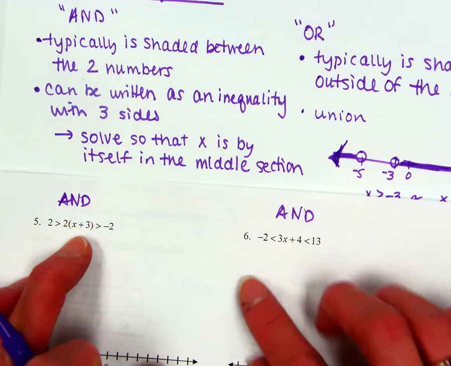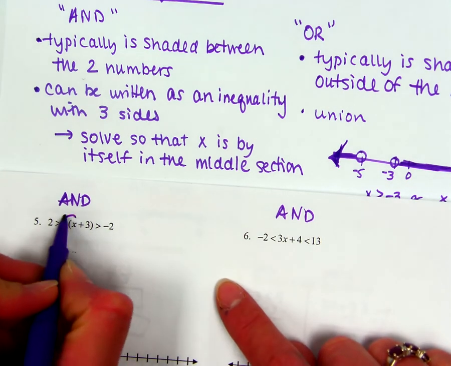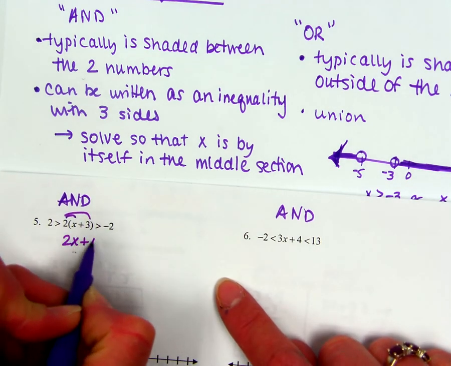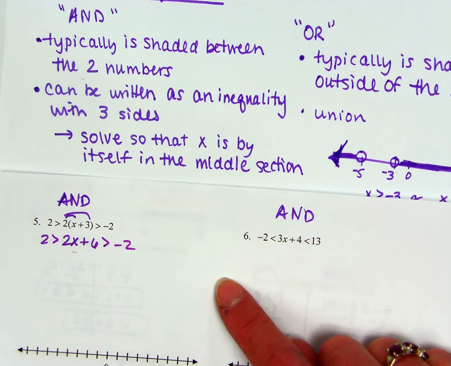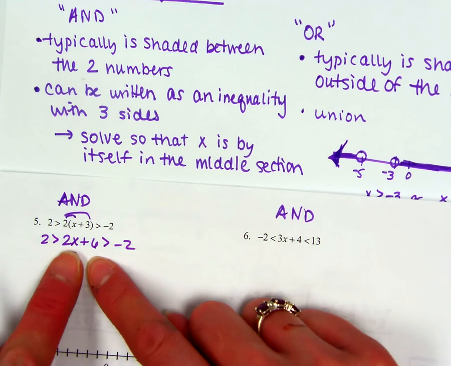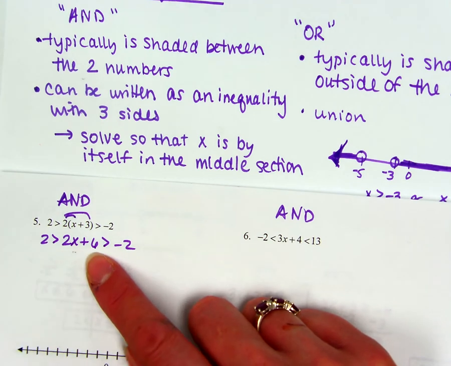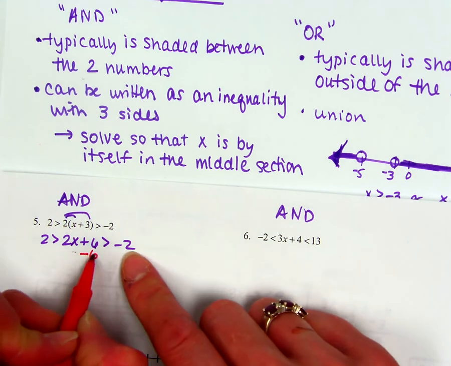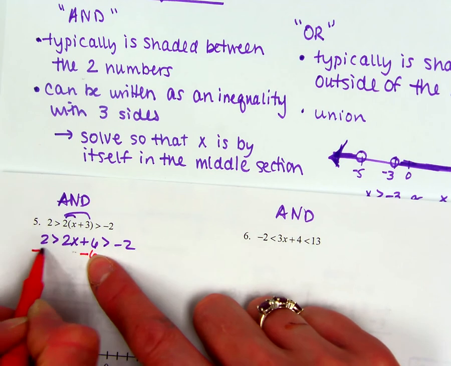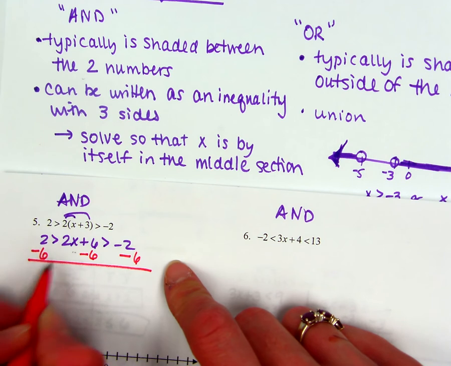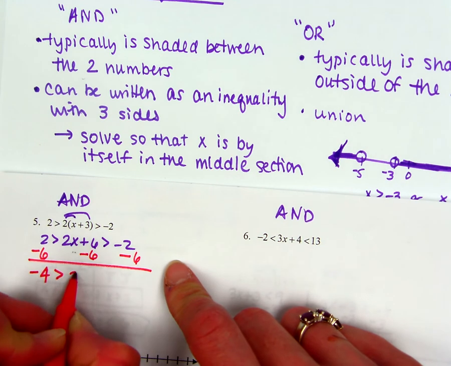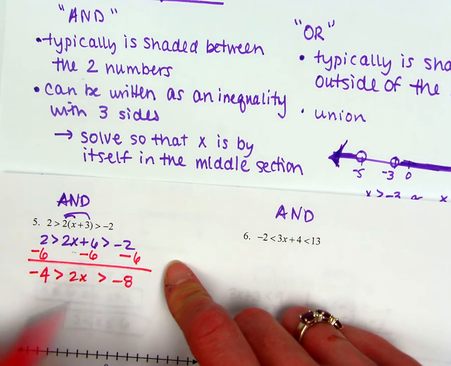All right, so I see distributive property. I'm going to distribute. I have 2x plus 6. Now I'm not going to change the 2 or the sign and bring down the negative 2. So these parts just came down. I just distributed my 2. Now I want to get x by itself in the middle, so I'm going to undo my plus 6. Whatever you do to the middle, do to the left side and the right side too. You just have to keep your inequality balanced. So this is negative 4 is greater than 2x, which is greater than negative 8.